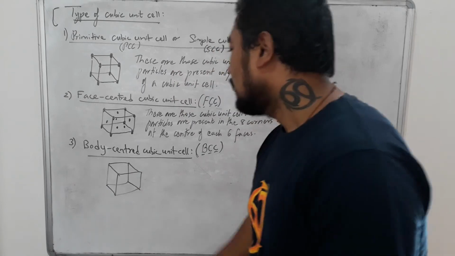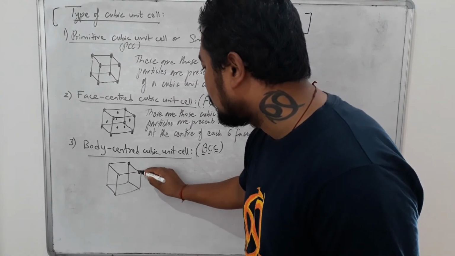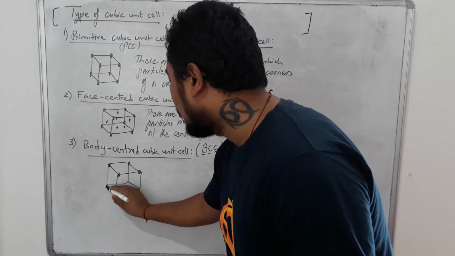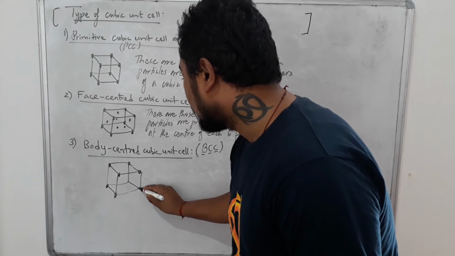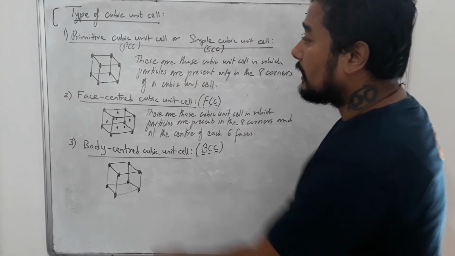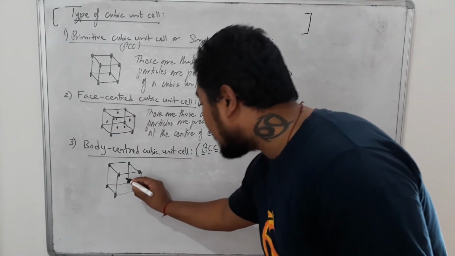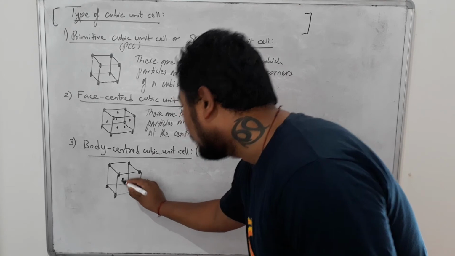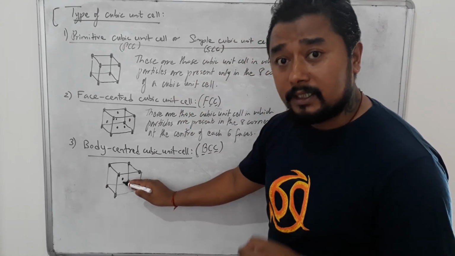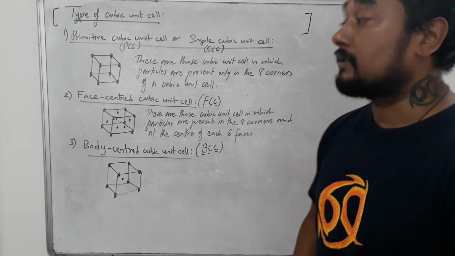Here also, just like primitive, the particles will be in the 8 corners. 1 corner, 2 corner, 3 corner, 4 corner, 5 corner, 6 corner, 7 corner, and this is your 8 corner. Just like primitive. And here 1 is exactly at the center of the cube, means at the center of the room. Consider one particle is present at the center of the room or center of the cube. Then this is called body center.